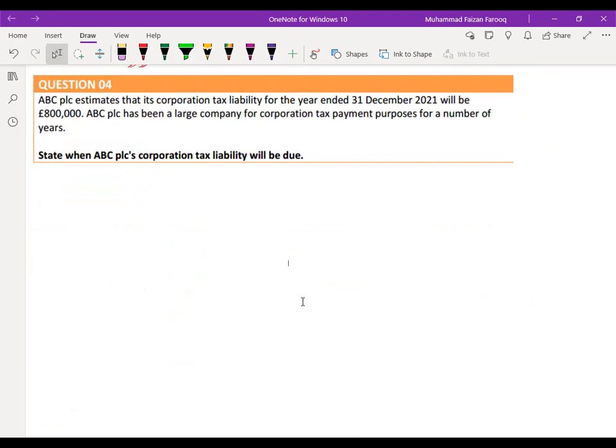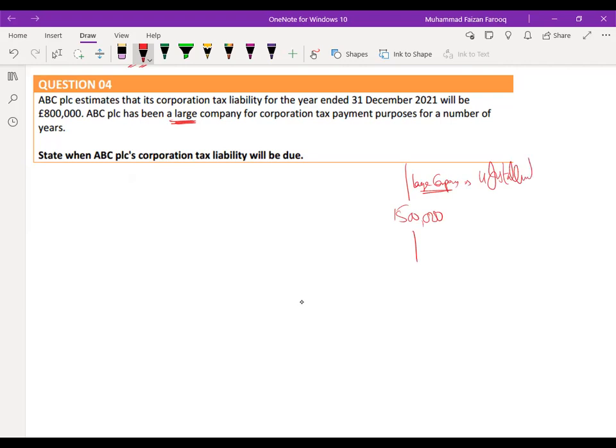Now, how a large company will pay, what will be the 4 installment dates, we will discuss with this question, which is ABC. I need you to read it, please. ABC estimated that its corporation tax liability for the year ended 31st December 2021 will be £800,000. ABC has been a large company for corporation tax payment purposes for a number of years. State when ABC PLC's corporation tax liability will be due.